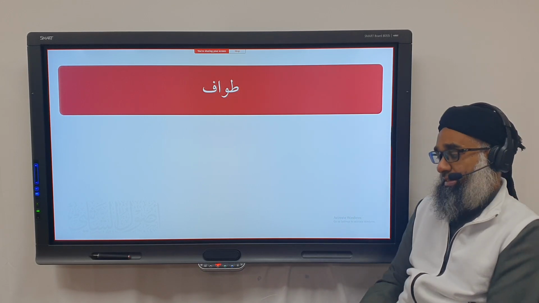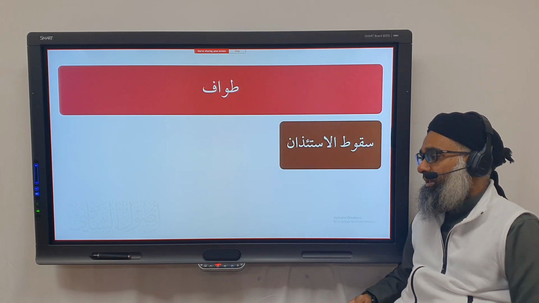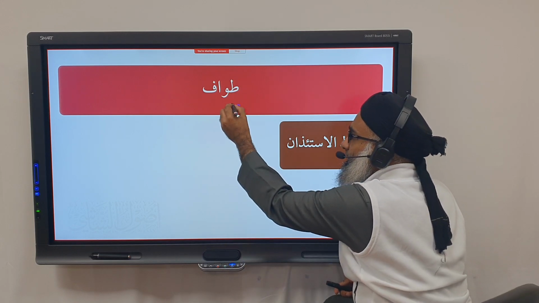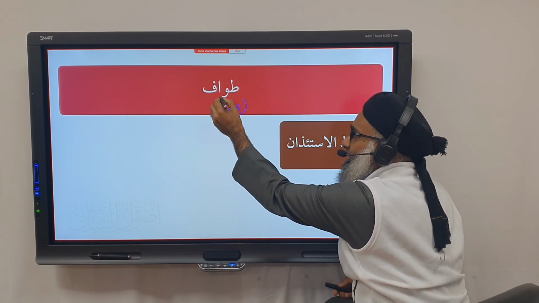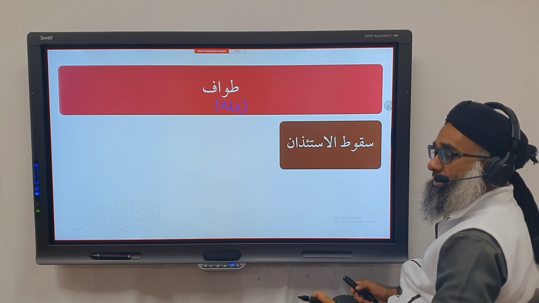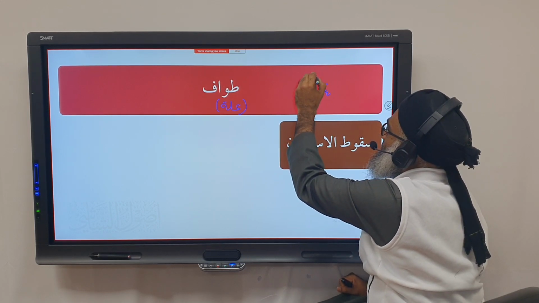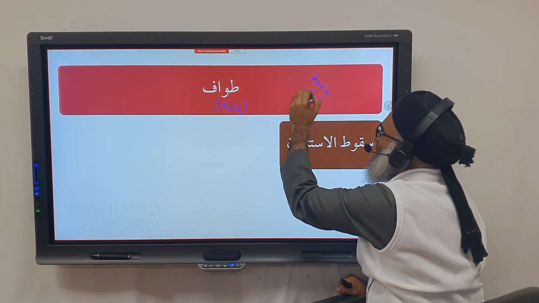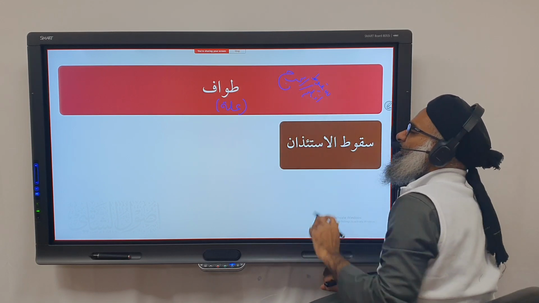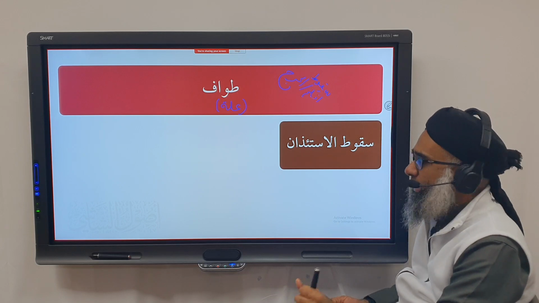Another example of this is tawaf. What do we say? Tawaf is an illah. Now it's an illah for what? Saqut al-istidhan. So the illah is tawaf and the hukm is what? Saqut al-hukm, or saqut al-harj. Do you understand? Saqut al-istidhan.